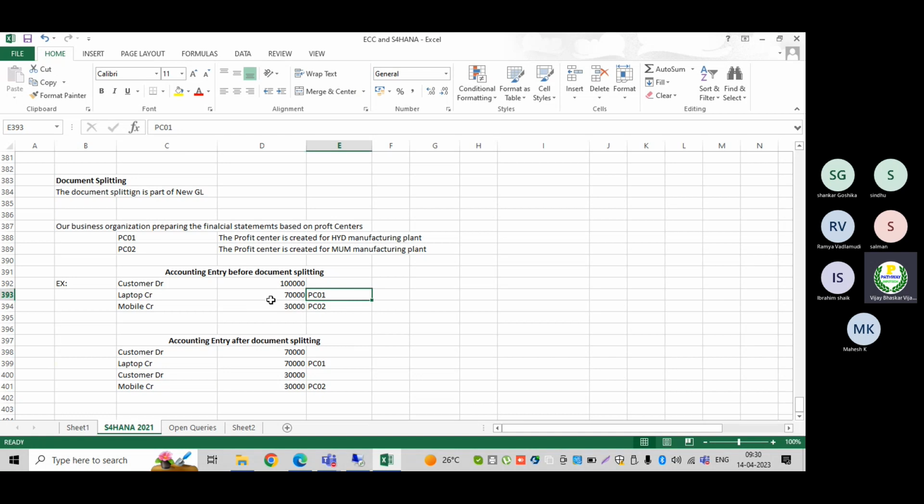If the system is not splitting, we cannot match the balances. I mean, we cannot prepare the financial statement. So that could be the reason. We can split the line items according to the selection characteristics. Now profit center wise, I am splitting this value. So now if I draw the financial reports, the debit credit entries are both matching here. This is the concept of document splitting.